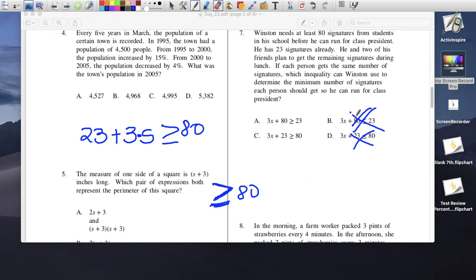So B was gone because that says less than 23. D was gone because that says less than 80. Those 2 are garbage. Even if you didn't get to this point, look at choice A. Choice A says it has to be greater than or equal to 23. That makes no sense. It has to be greater than or equal to 80, so we could have eliminated that. Without doing much of anything, you could have gotten the answer just by knowing this fact. Okay.